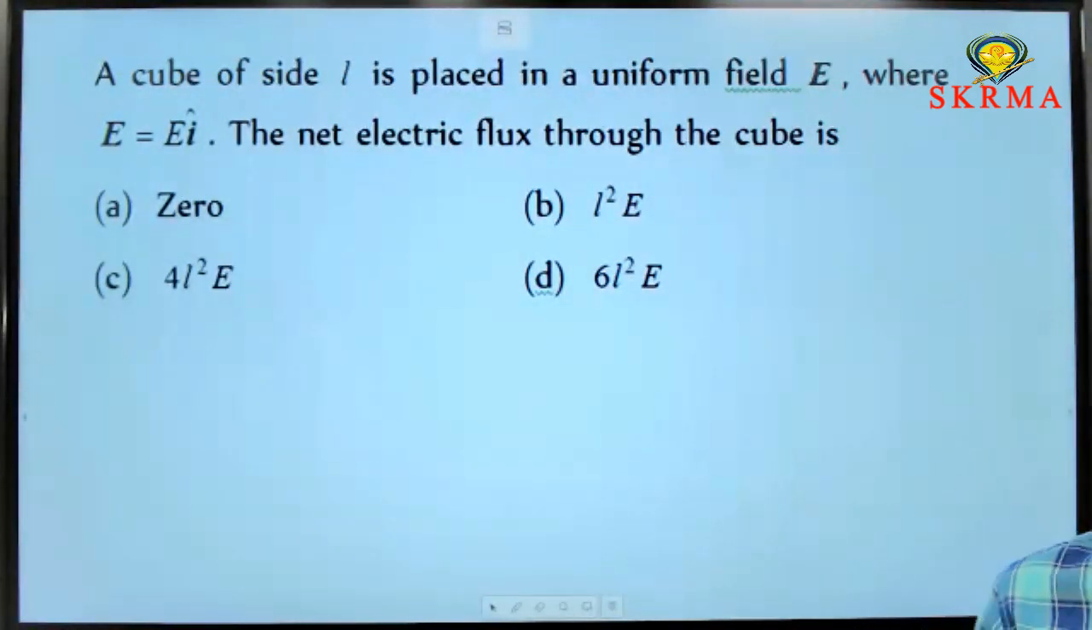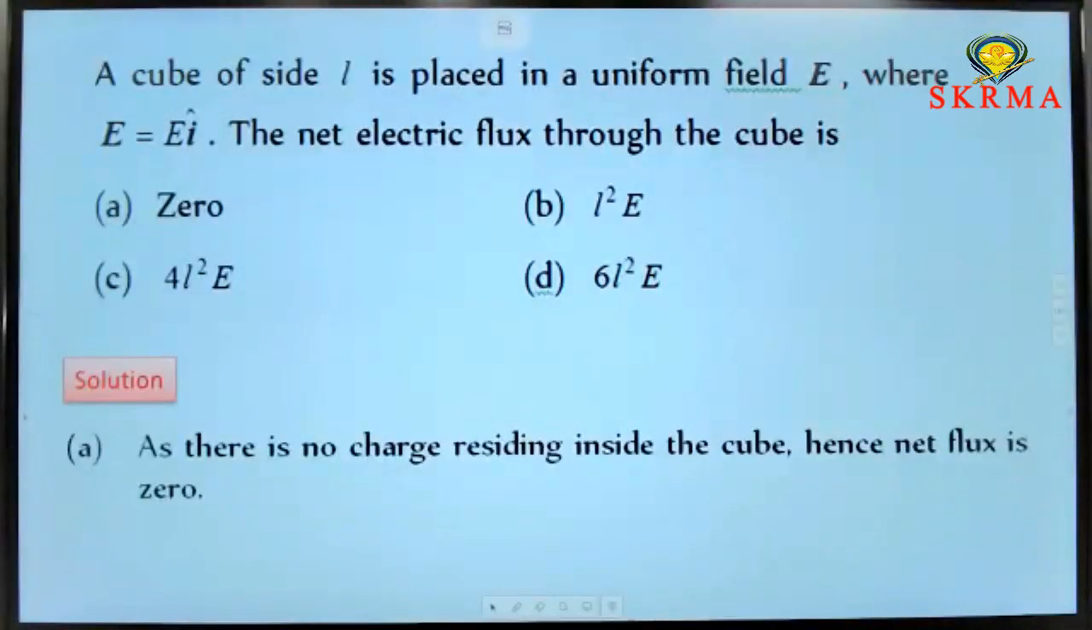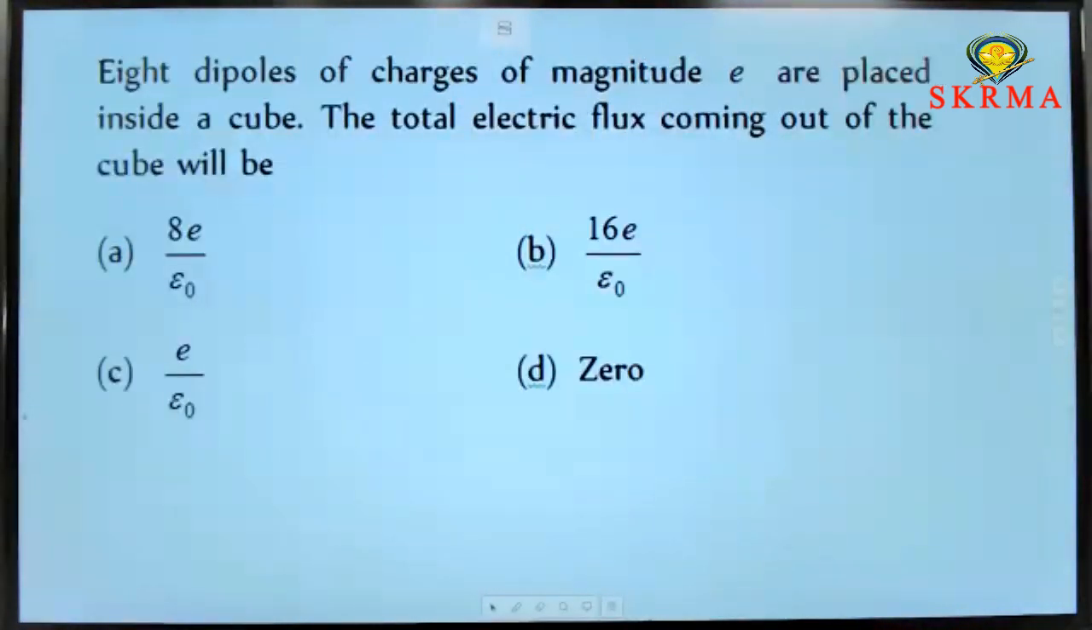Net electric flux passing through a cube. What is the net electric flux passing through the cube? Any closed object placed in a uniform electric field, what is the concept? Electric flux is how much? 0. So the answer should be 0. The first option is the correct one. Next one.